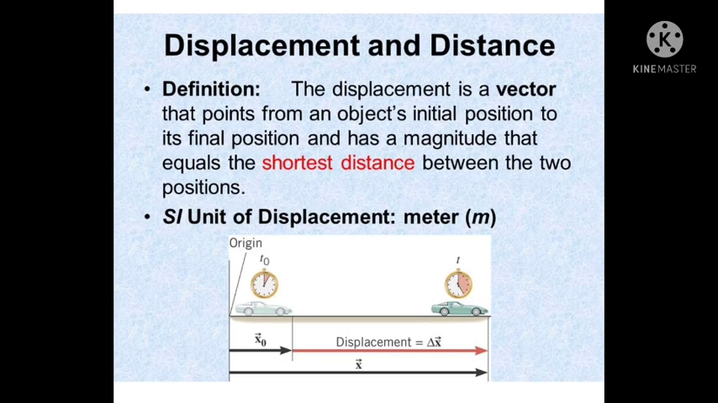Displacement. The definition for displacement is: the displacement is a vector that points from an object's initial position to its final position and has a magnitude that equals the shortest distance between the two positions. The SI unit of displacement is meter.